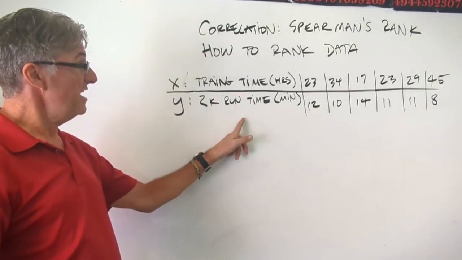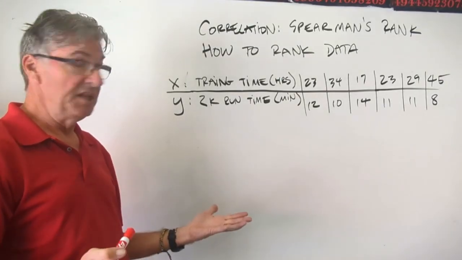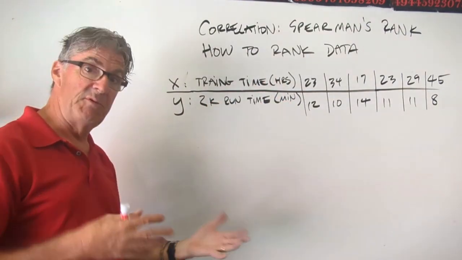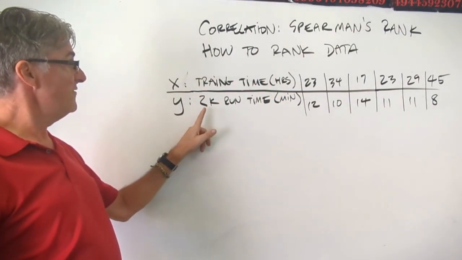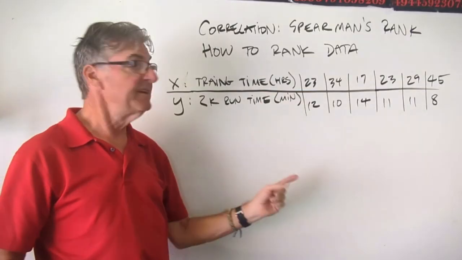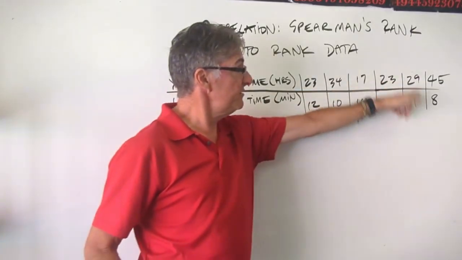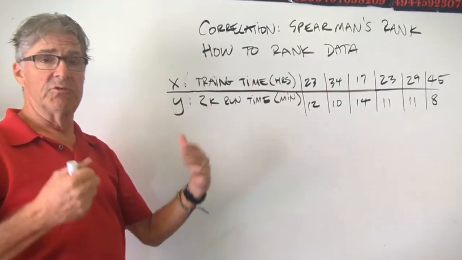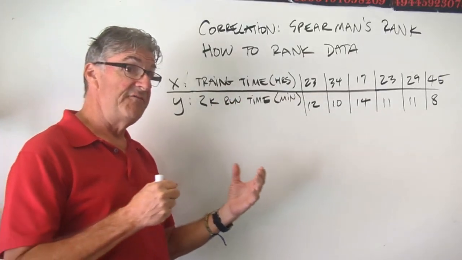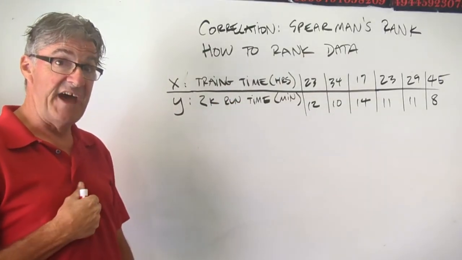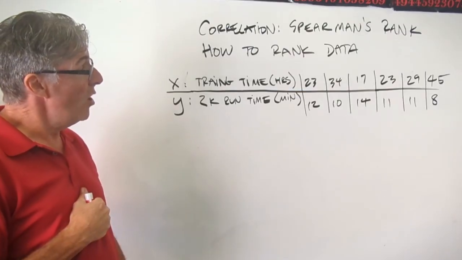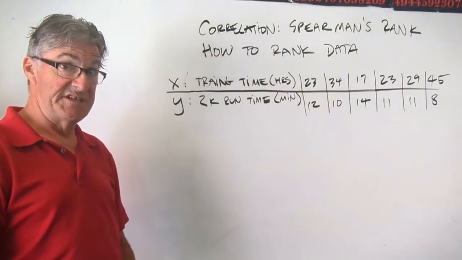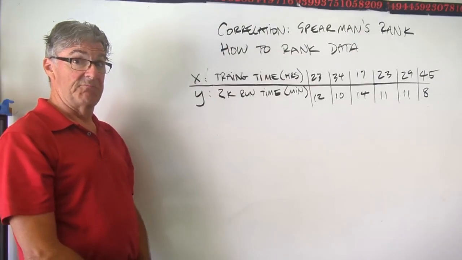So here's our data. This is potentially realistic data. We've got training time in hours, presumably for some people or some athletes. And then we have a 2K run time in minutes. And these are each data points. And our assumption is that, yeah, if you spend more time training, your run time is going to be a little bit faster. So cool, I like that. Now, what you want to do is create ranks for your data. Okay, let's do some ranking.